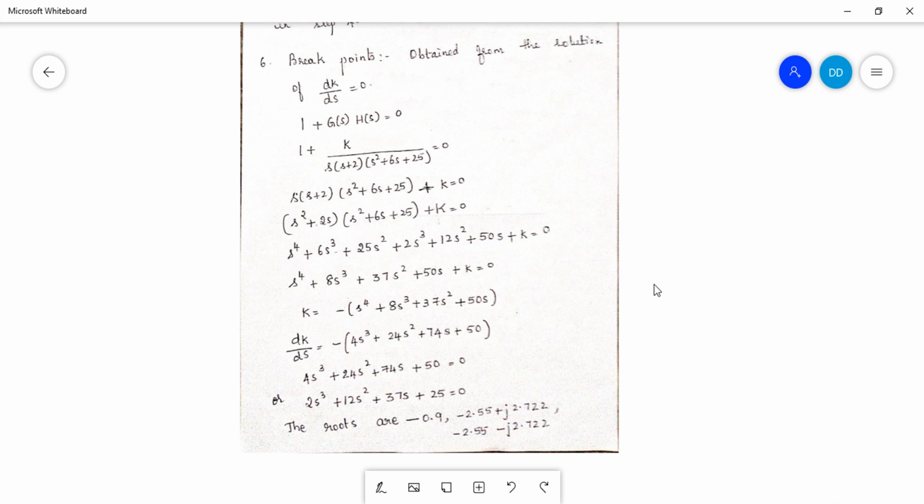So the next thing is we have to find the angle of departure. In the denominator of the open loop transfer function, we have got 4 poles, that is s equal to 0, s equal to minus 2, s equal to minus 3 plus j4, and s equal to minus 3 minus j4. So you have complex poles, and we need to find the angle of departure. Angle of arrival is not required because we don't have complex zeros.